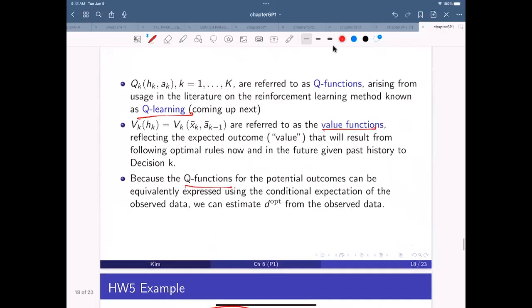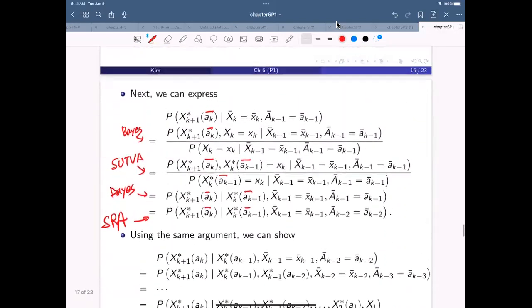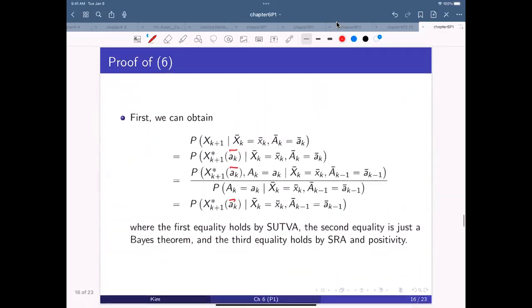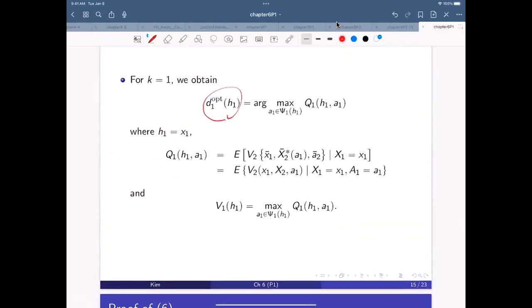Any questions, by the way? Yeah. Value function to be identified. I don't know that. Yeah, sequentially, right.